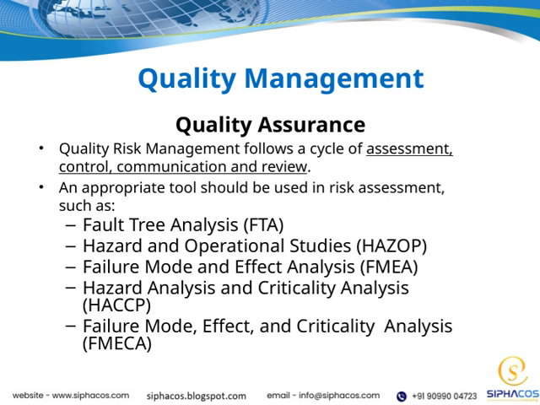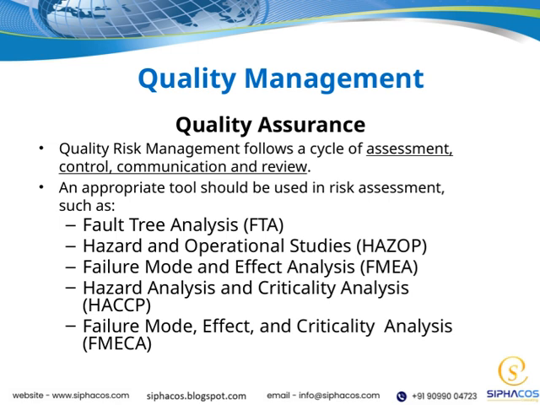There are several key tools we often use, each suited for different situations. For example, fault tree analysis, or FTA, helps us analyze the root causes of potential failures. Hazard and operability studies, known as HAZOP, focus on identifying hazards and operational issues early in the process. Failure mode and effect analysis, or FMEA, helps us pinpoint potential failure modes and understand their effects on the overall system. We also use hazard analysis and criticality analysis, or HACCP, particularly in food safety and other critical areas, to identify hazards and assess their criticality.